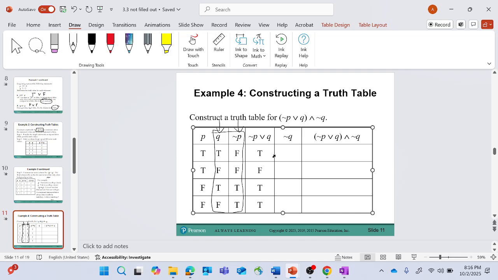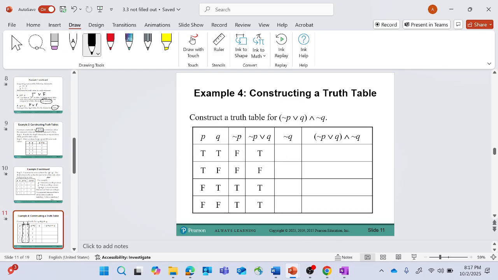All right. And then now we have not Q. So now that we have not Q, we're going to take the Q's and negate the truth values. So in the first row, I have a T. So this is going to be false. I have a false. This is going to be a true. A true means false, and a false means true. I'm doing it a little quickly, but all I'm doing is I'm taking the Q column and putting its opposite truth value. It was false, true, true, false, false, true, true, false. All right.